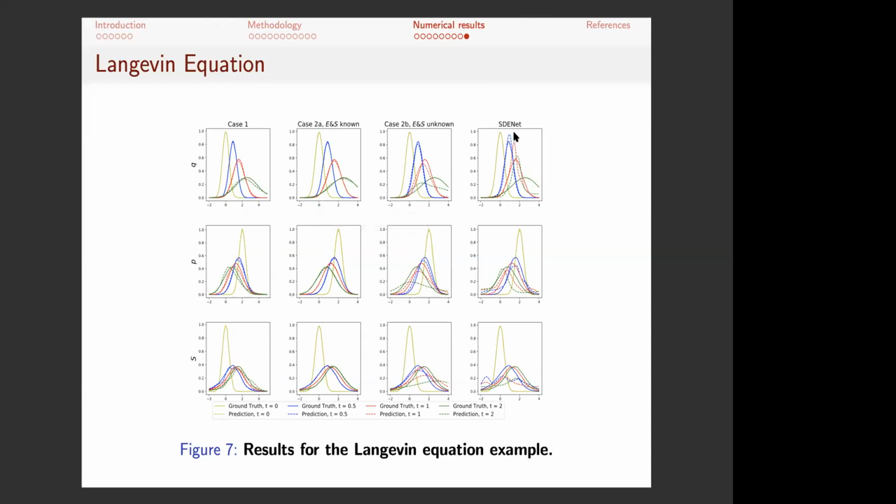While in case 2b and SDE-Net, the density estimation is not as good, but still, in case 2b, the result is slightly better in the sense that at t equals 0 and t equals 0.5, it matches the ground truth pretty well. So that's all of our results.